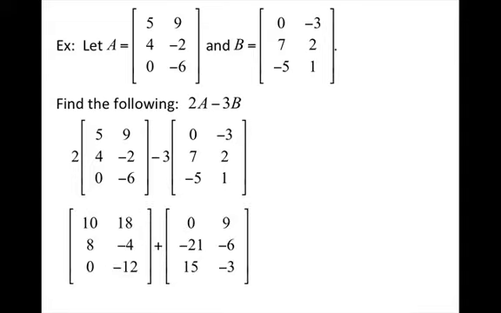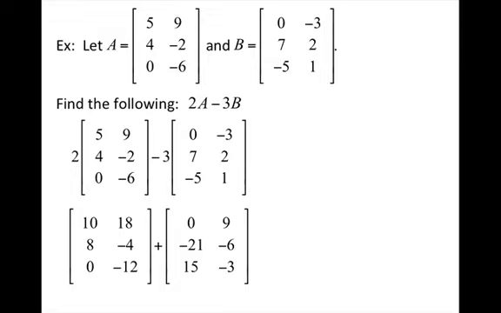When I do this, I get the first matrix is 10, 18, 8, -4, and 0, -12. Then plus, since I'm distributing the -3, I change my middle sign to a plus. My second matrix becomes 0, 9, -21, -6, 15, -3.